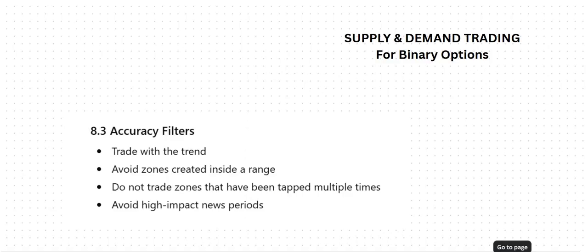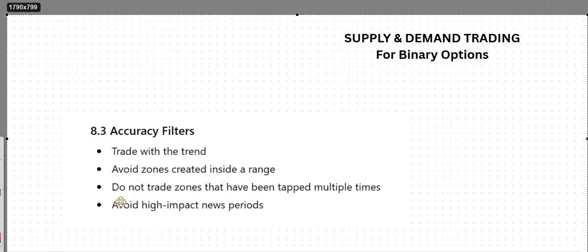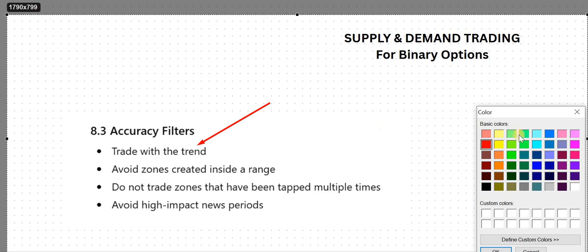The accuracy filter. Okay, so you need to filter your trade. And how do you do that? By, one, going with the trend. Like I just said earlier on, you go with the trend, trade with the trend. How do you trade with the trend? By using your EMAs, I told you before, or your lower lows, your lower highs.